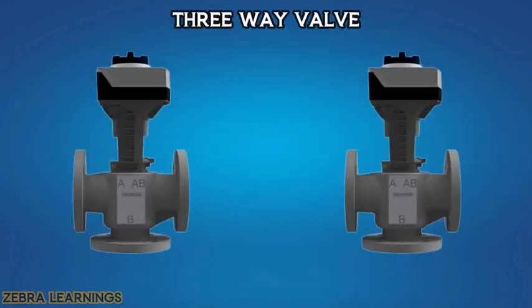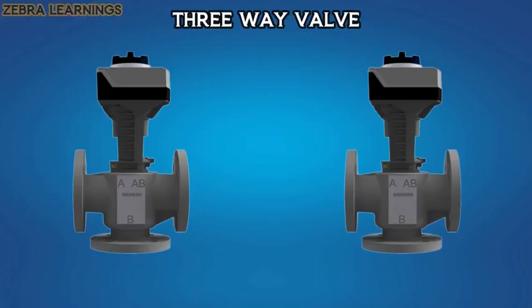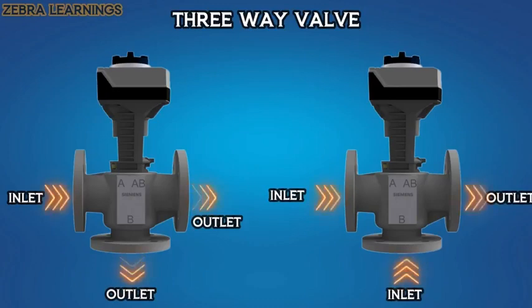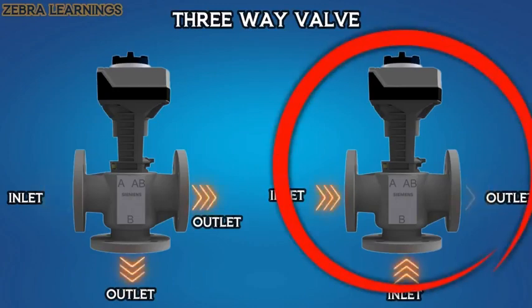We have talked about the basic structure of three-way valve. There are two types of three-way valve. One is a valve with one inlet and two outlets, and the other is a valve with two inlets and one outlet. But in AHU, the valve with two inlets and one outlet is used. Let's see how it works.